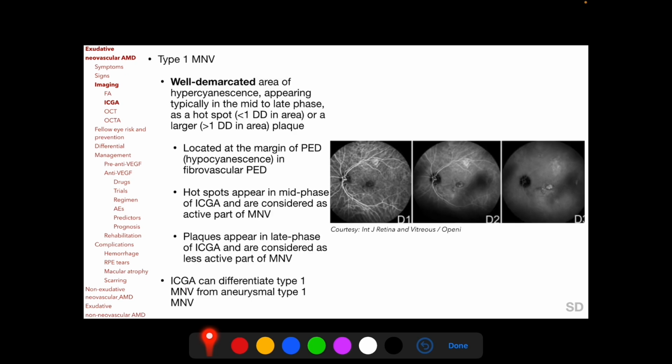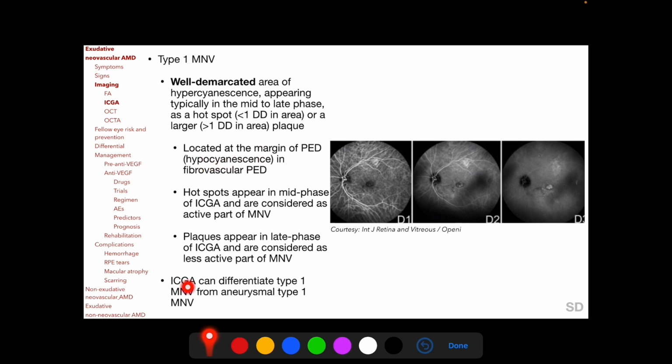Unlike on fluorescent angiography where it appears poorly demarcated, type 1 MNV on ICGA appears as a well-demarcated area of hypercyanescence as shown here in these two photographs, appearing typically in the mid to late phase of the ICG angiogram, either as a hotspot of less than 1 disc area or as a plaque of more than 1 disc area, and usually located at the margin of a fibrovascular PED which appears hypocyanescent on ICGA.